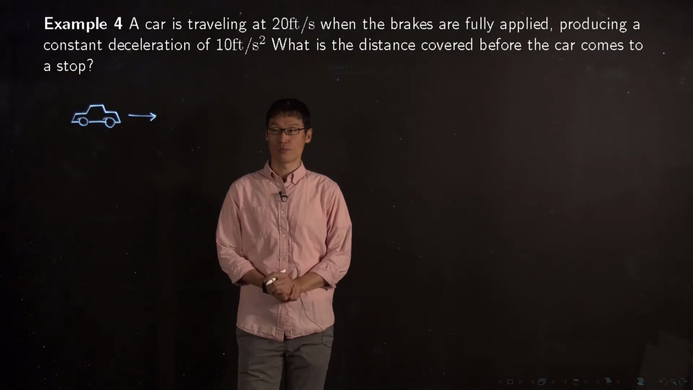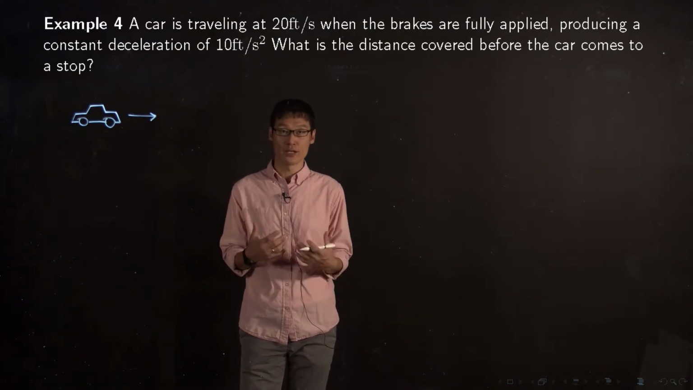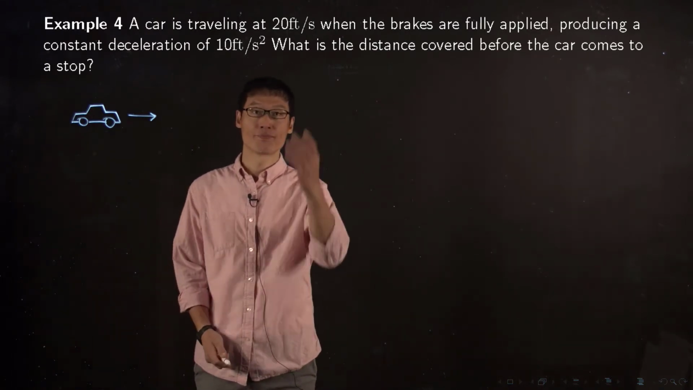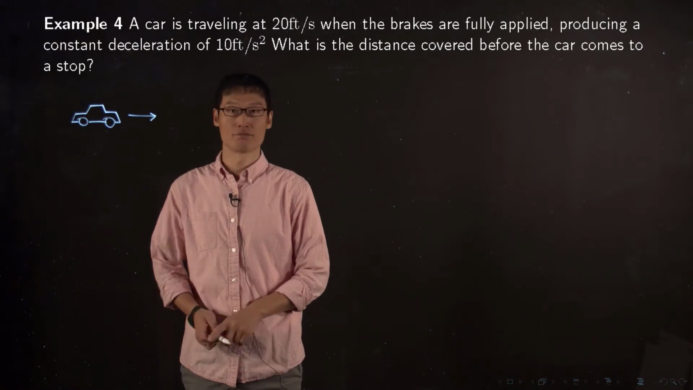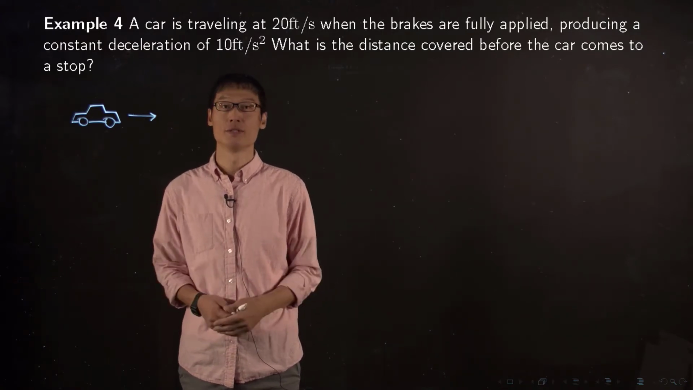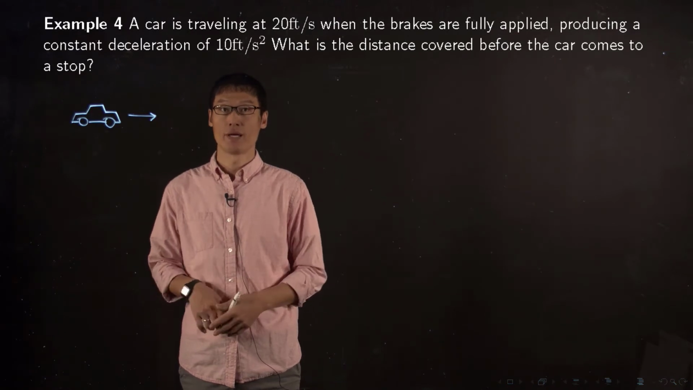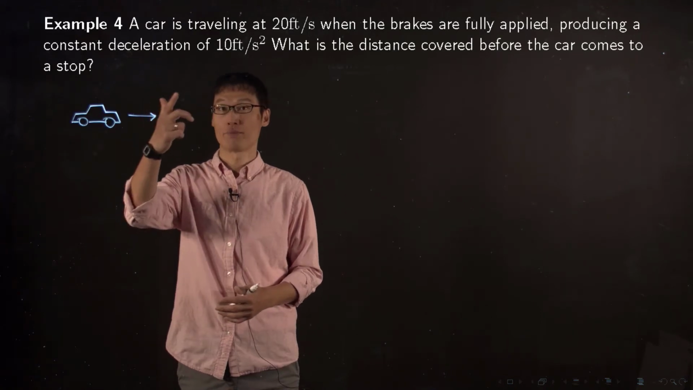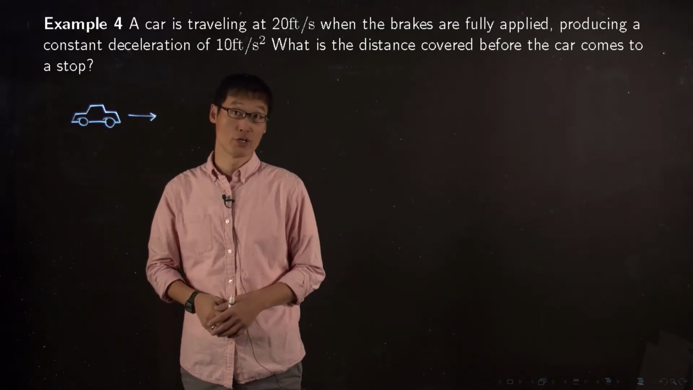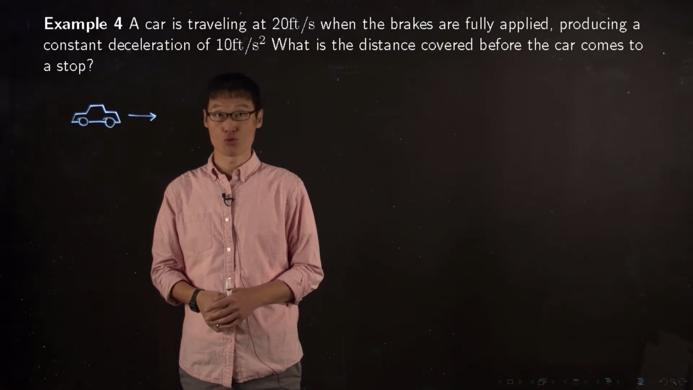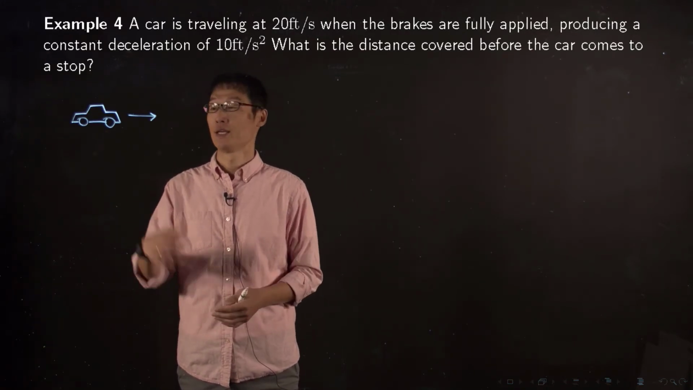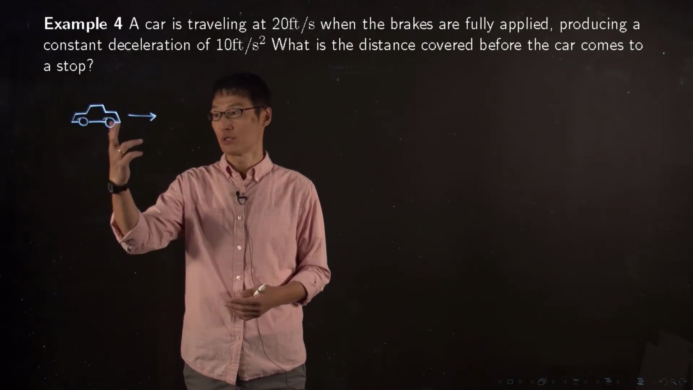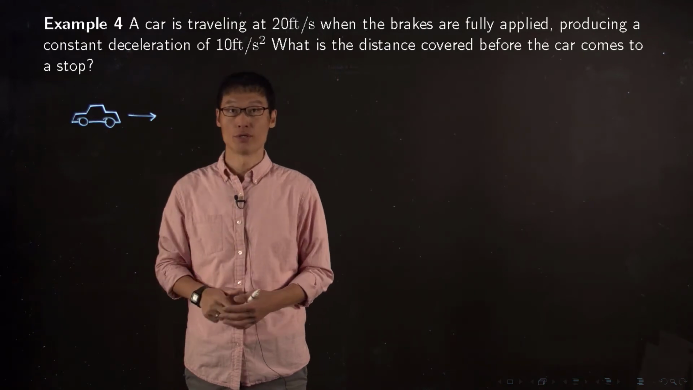Okay, in this example, we want to discuss some application of antiderivatives in physics. So a car is traveling with some speed, and then probably the driver found some obstacle or decided to stop. And the driver applied the brake. The brake performance is given by this number, deceleration of 10 feet per second squared. And you want to know when this car stopped, or how much this car traveled before stopping.